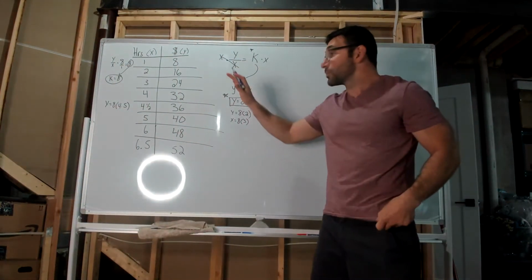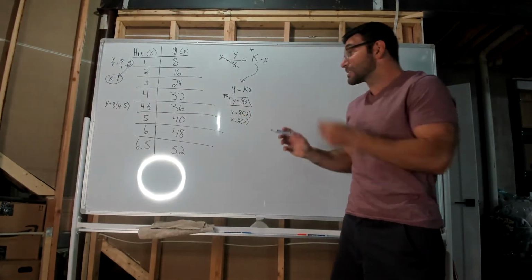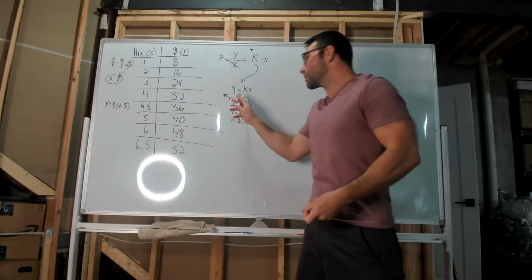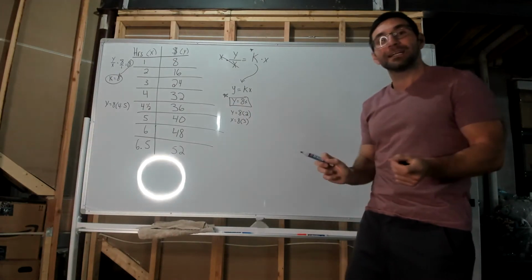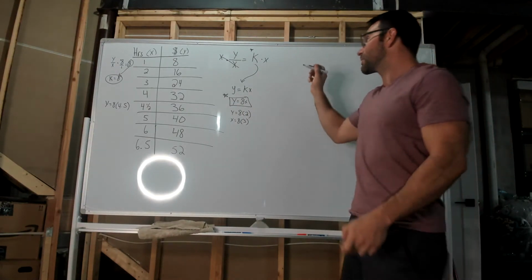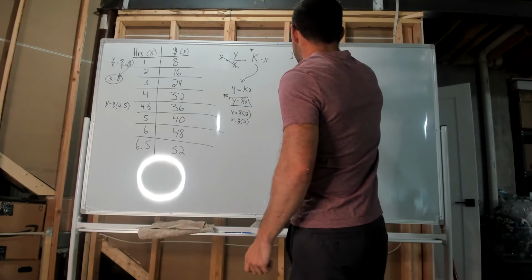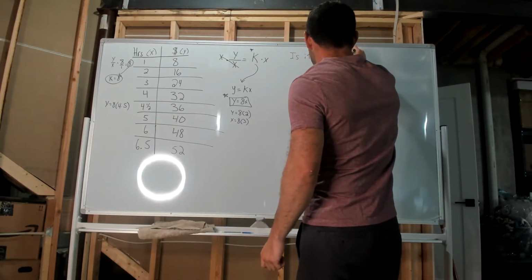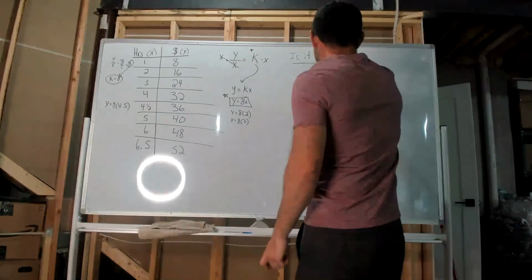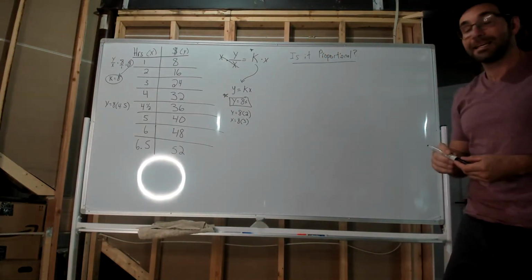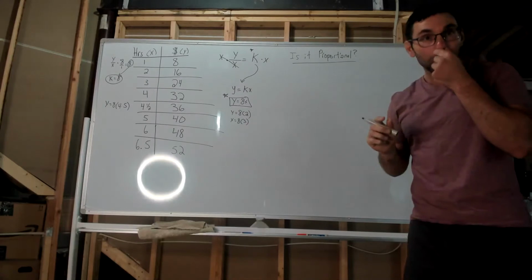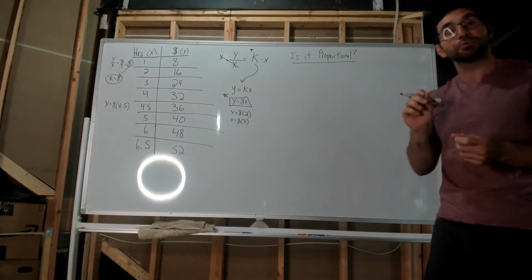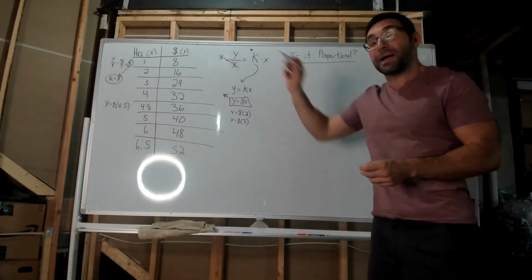math. So, the key to this is making sure that, yeah, we already knew the constant, but we need to double check. So, is it proportional? And that's the question that today's lesson is asking. Is it proportional? In order to find out if something is proportional, we are going backwards.